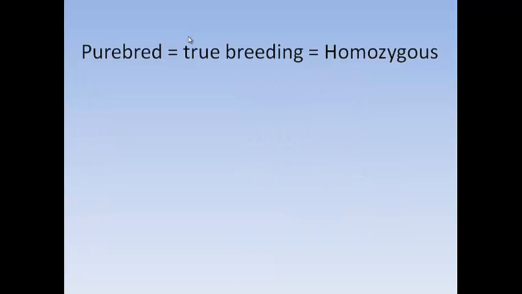Now, when we're talking about Punnett squares, and you guys will be working problems, there are some terms that you should know and remember. If an individual is purebred or true breeding, that means they're homozygous. They could be homozygous dominant or homozygous recessive. Right? They could have two copies of the dominant gene or two copies of the recessive gene.